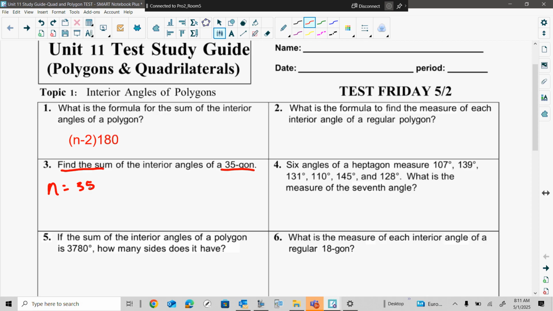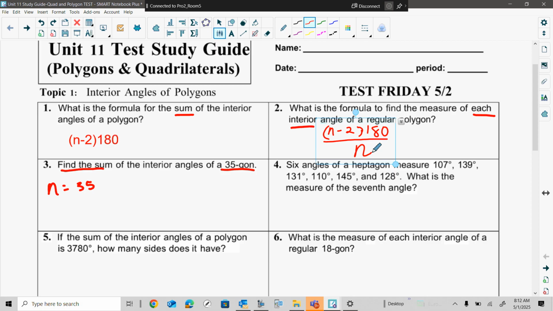Now, on number 2, what is the formula to find each interior angle? So here was the sum. This is finding each, finding 1. So you just take the same formula for the sum, which is right here. And to find each, you're saying n minus 2 times 180 divided by n. If you did that, just check, okay?